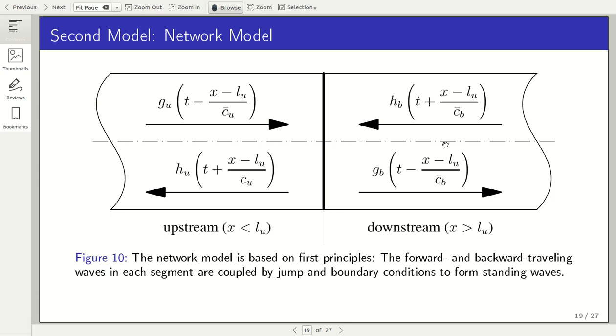Now I'm going to talk about the second issue, model selection. And for that I would like to first introduce a second model. The second model we're looking at is a so-called network model. And unlike the phenomenological mass spring damper model, this one is based on first principles. So assume we divide the Rijke tube into segments where we have forward and backward traveling waves, and they're coupled by jump and boundary conditions. And you can already see, due to the length of my explanation, that this model is more physically sophisticated.